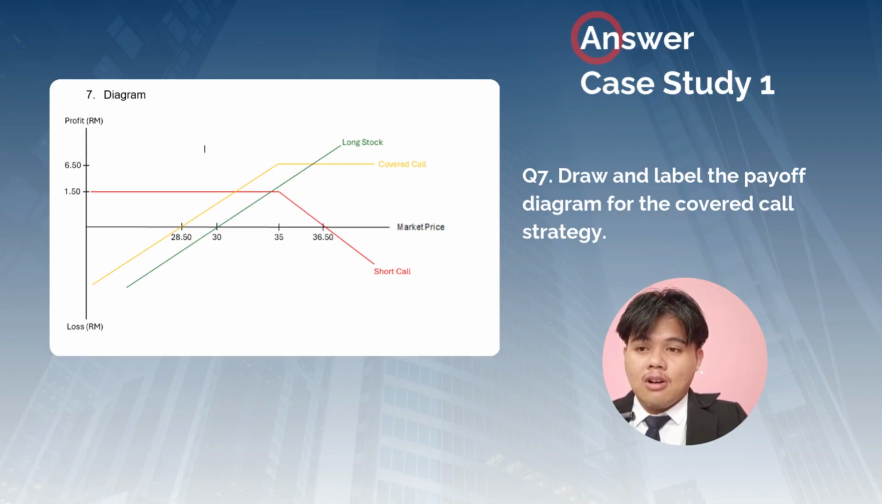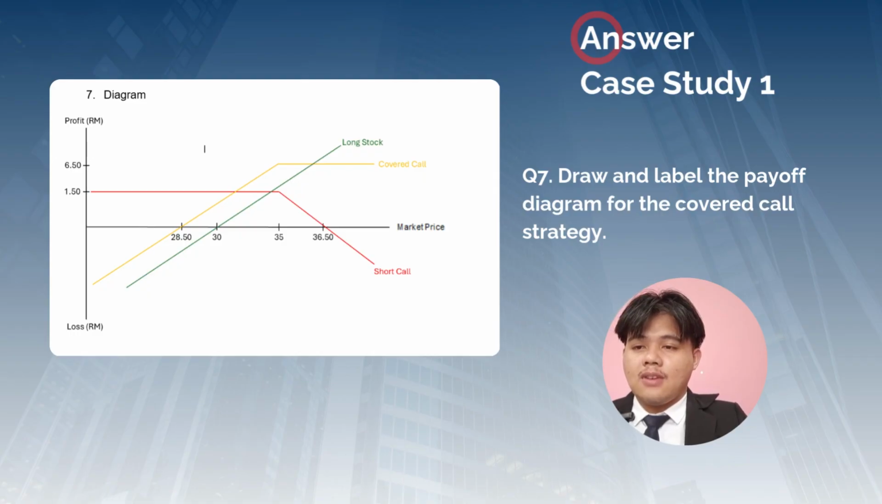On this diagram, the horizontal axis shows the market price, while the vertical axis shows profit and loss in Ringgit Malaysia. The green line represents the long stock. As the market price increases, the profit from the stock also increases in a straight line. The red line shows the short call option. It earns a fixed premium at first, but after the strike price, the profit decreases as the stock price rises. The yellow line represents the covered call payoff, which is the combination of the long stock and the short call.